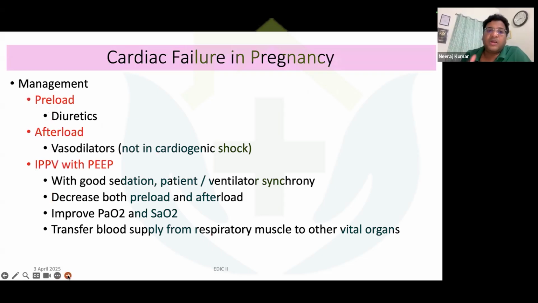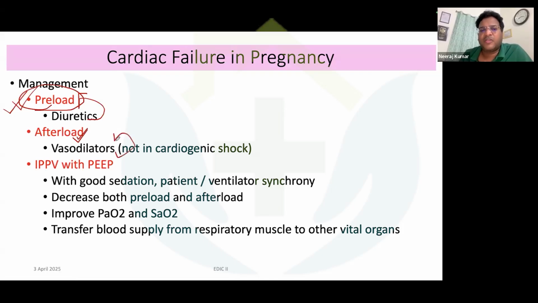Okay. Now coming to another important point: if the patient has cardiac failure in pregnancy, again, an important concept is there. How will you understand that? If the patient has a preload problem, because of this preload dependency the patient is having cardiac failure, so always the choice is diuretics. If the patient has afterload cardiac failure, then vasodilators. You just check whether this patient is in cardiogenic shock or not. If not, you can add vasodilators, and then you can treat with intermittent positive pressure ventilation by applying PEEP. You can give good sedation to this patient.